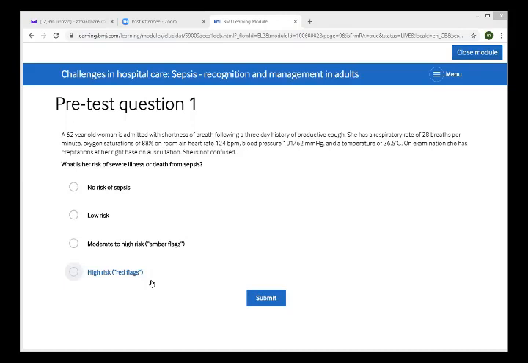Okay, 62, low oxygen saturation, lowish blood pressure, tachycardic. So does she have an organ failure? Not at the moment. She is not confused. So the risk of death from sepsis is moderate to high.